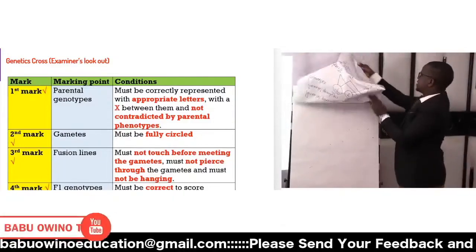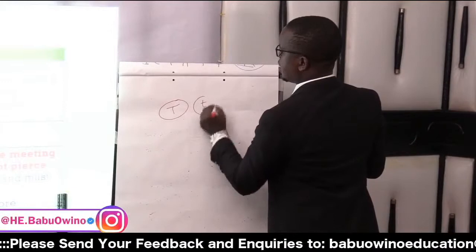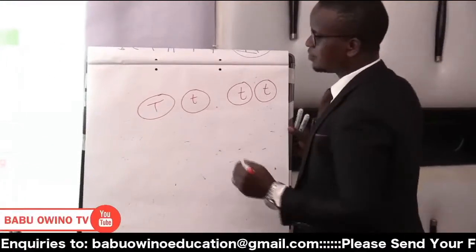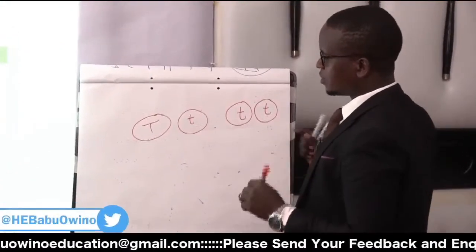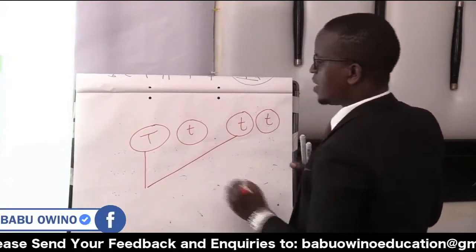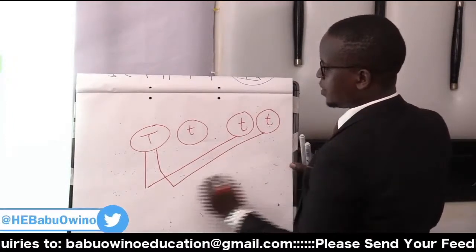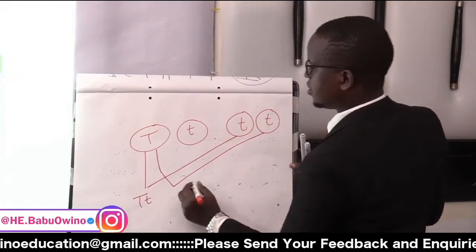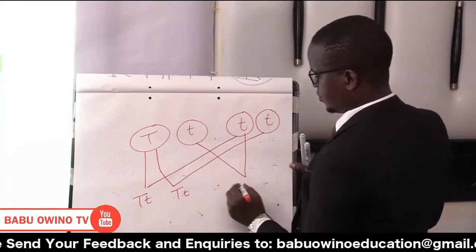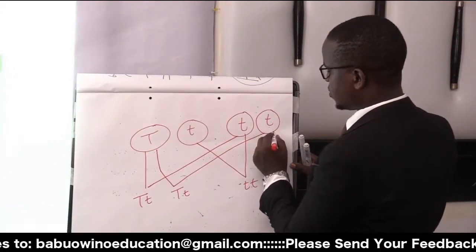I will indicate the issue with the fusion lines again. Let us imagine that these are the gametes you have represented, and you need to do fusion on them. Sometimes the challenge is that some students use rulers. A student does this, then comes here and uses another ruler like this. A student can sometimes do this, then a student does this. This indicates capital T, small t. Then this student indicates capital T, small t. Then another student can do this, so that we have this. And in another scenario, a student also does this.